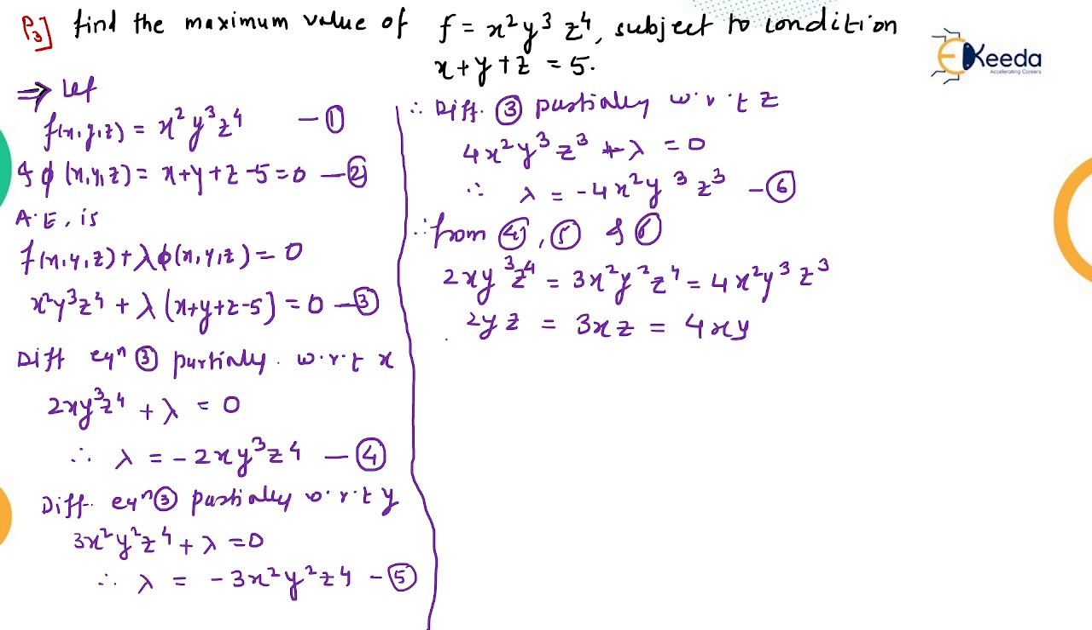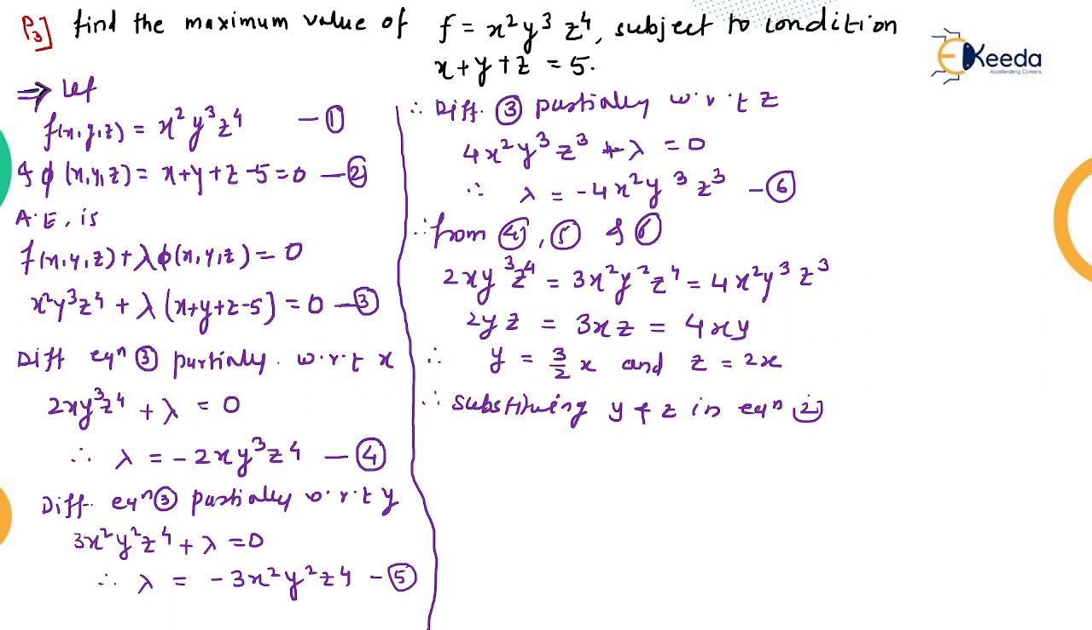Okay, means you cancel the minimum power of xyz, and your next target is to find y and z in terms of x. Therefore, comparing the first two, we get y is equal to 3 divided by 2 into x, and z is equal to 2x. Okay, and to find the value of x and z, we substitute y and z in equation 2.